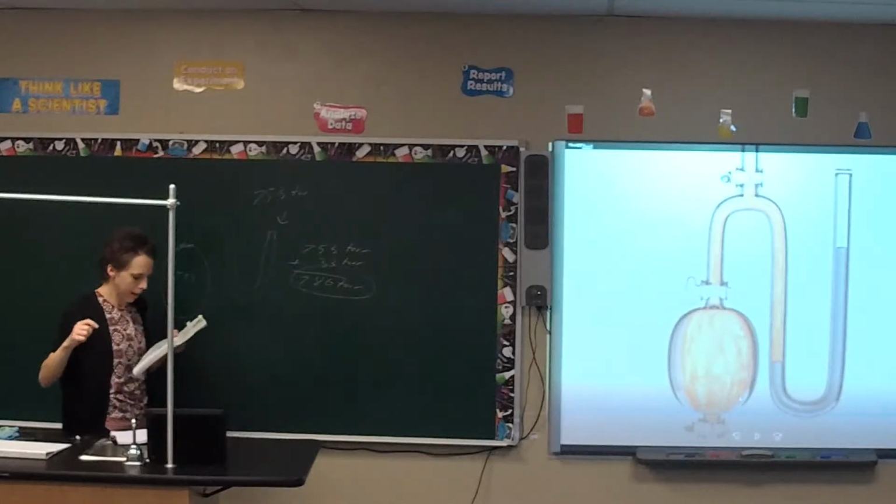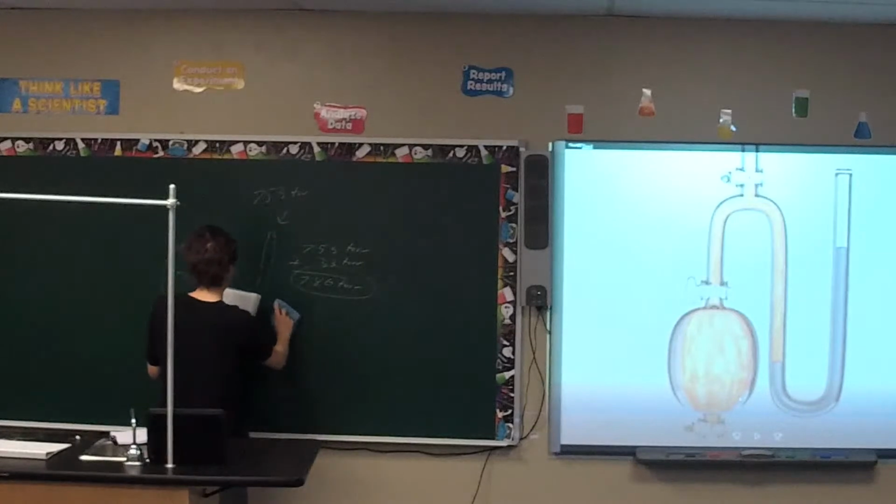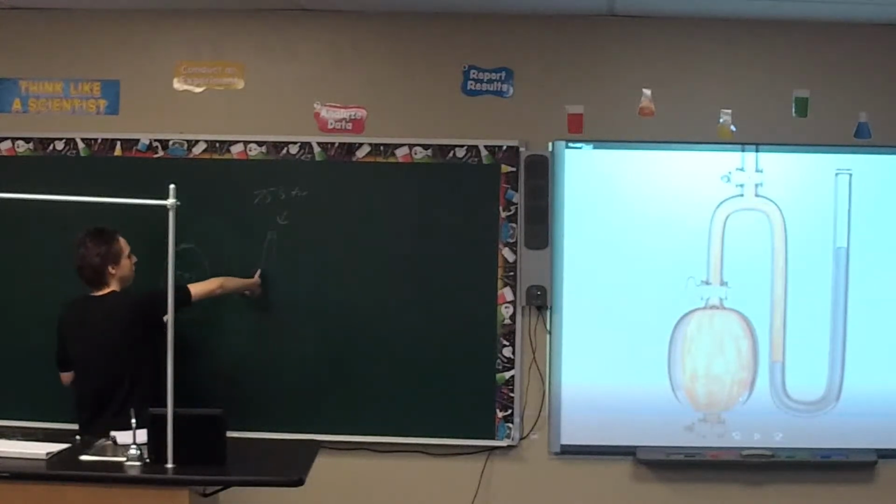Alright, letter B. The mercury level on the atmospheric side is 45 millimeters lower than the level on the flask side. So if it's 45 millimeters lower on the atmospheric side, then which one is stronger?